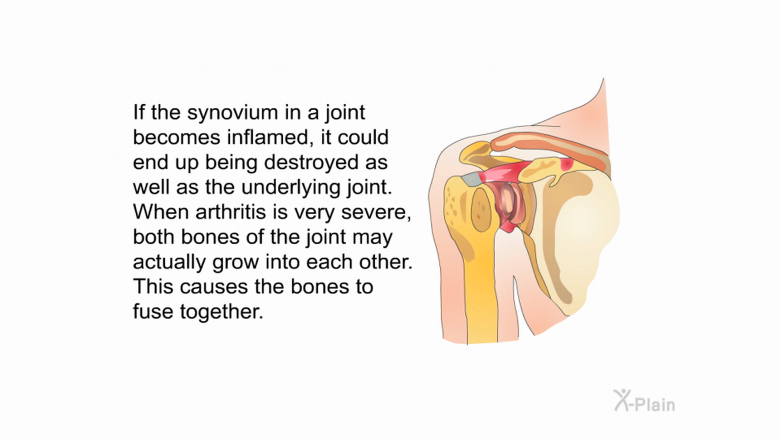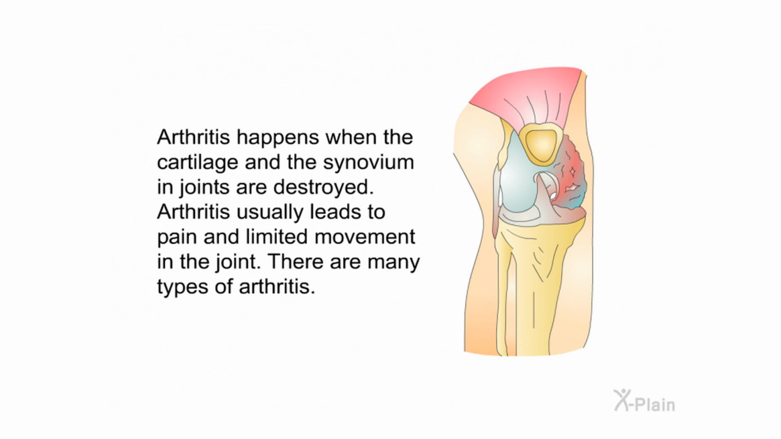If the synovium in a joint becomes inflamed, it could end up being destroyed as well as the underlying joint. When arthritis is very severe, both bones of the joint may actually grow into each other. This causes the bones to fuse together. Arthritis happens when the cartilage and the synovium in joints are destroyed. Arthritis usually leads to pain and limited movement in the joint. There are many types of arthritis.